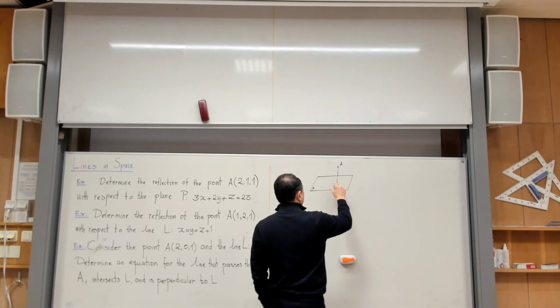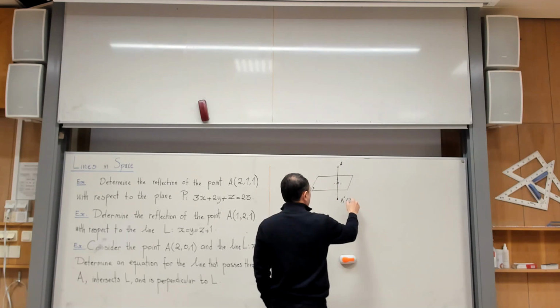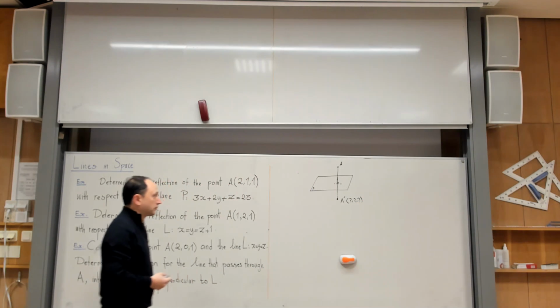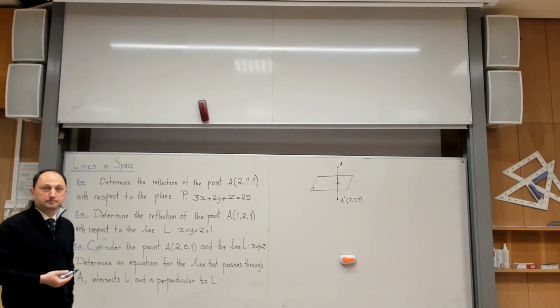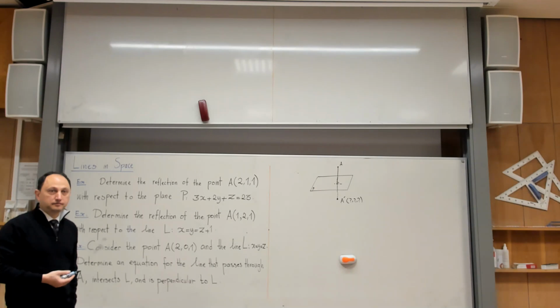So you draw a perpendicular line, and then continue it by the same length. Whatever this length is, you do the same thing. You get a point, so let us call it A prime. The point is to determine this. That's the meaning of the question. Okay, so how did you think about the problem? No clue? You're just looking for a strategy.